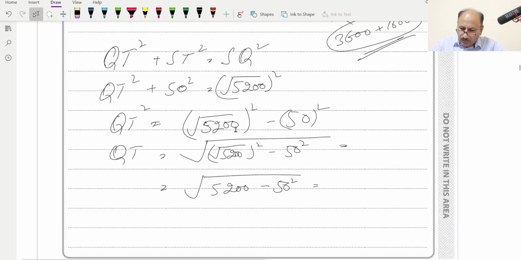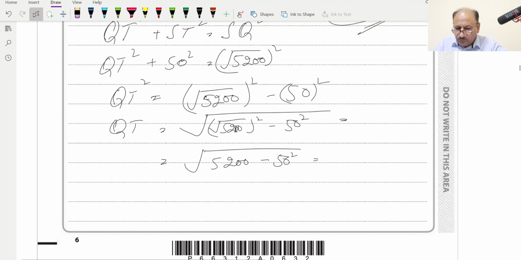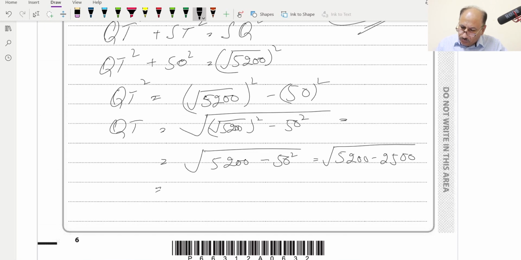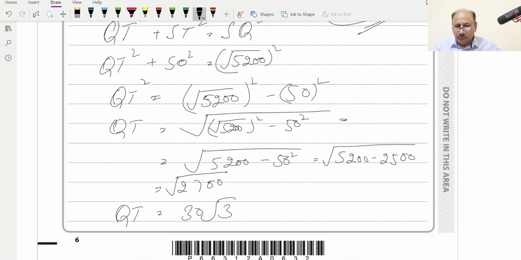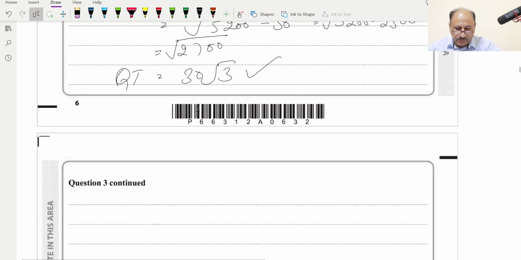Now I have explained how we can reach this one. We can write it as 5200 minus 2500 under root, and this will be equal to 2700, and this will be under root, so this will be 30 under root 3. We can check this one, so this will be our QT. Hopefully you understood. This will be our final answer for this question.